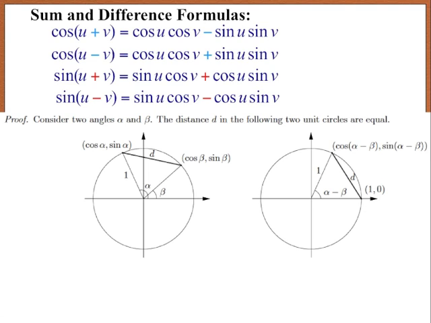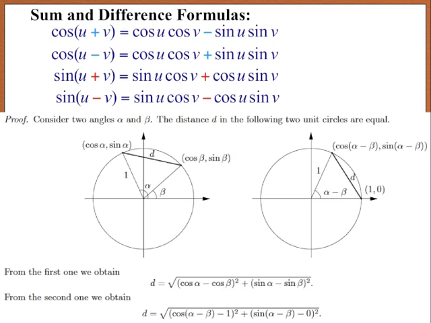Okay, next key step. From the first one, that is the left-hand diagram, we obtain d equals the square root of (cosine alpha minus cosine beta) squared plus (sine alpha minus sine beta) squared. That's simply the distance formula. You've seen it plenty of times. It just comes from the Pythagorean theorem. It's the distance formula to express d in the left-hand diagram.